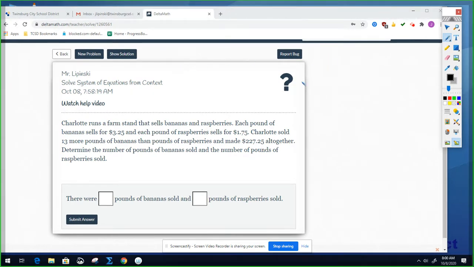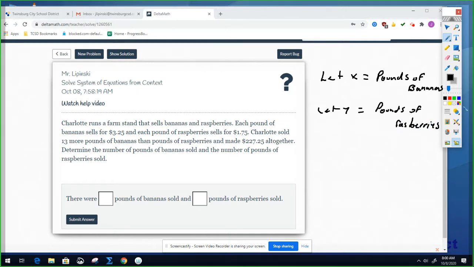So for this problem, we're going to determine the number of pounds of bananas. So let x equal the pounds of bananas, and we're going to let y equal pounds of raspberries. So I want you to be able to tell me this. You have to establish what x and y are.